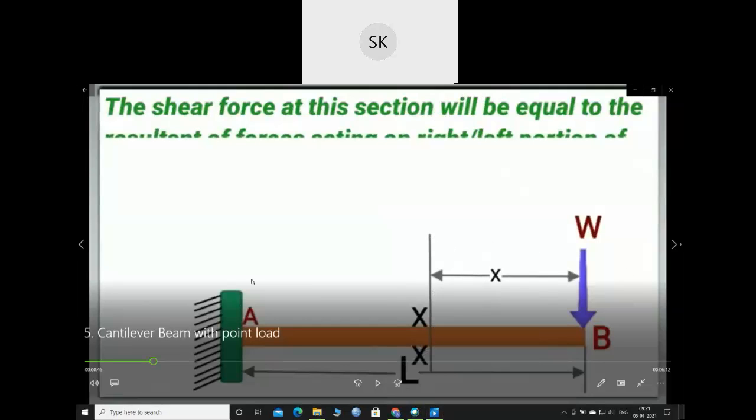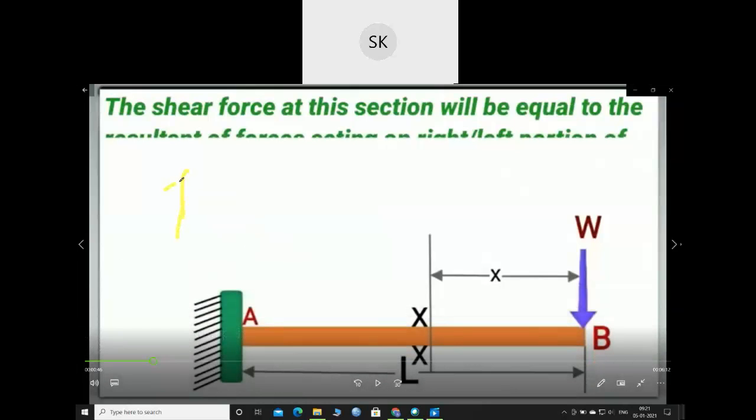Suppose one more section is given in the question. Let me take an example. Suppose a cantilever beam is given, with one load here. This is A, this is B. Suppose I have another point load and a section C here. In that case, consider a section here and one more section, so there will be two segments, A to C and C to B. Now I have only one segment, A to B, so I am considering one section XX, which will be enough.